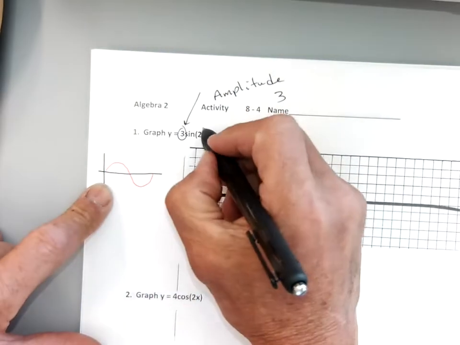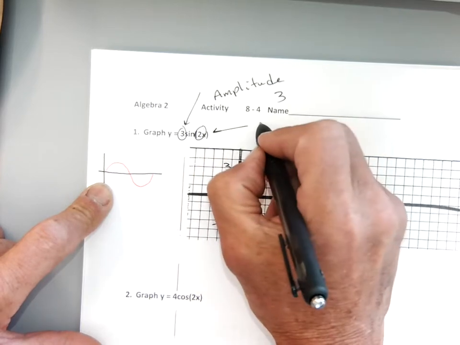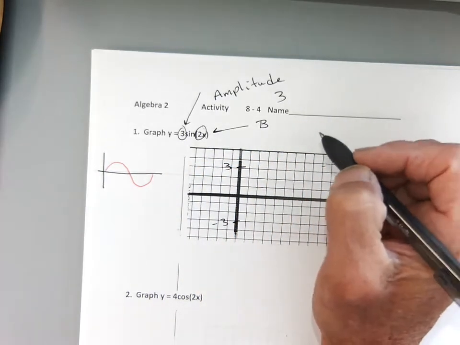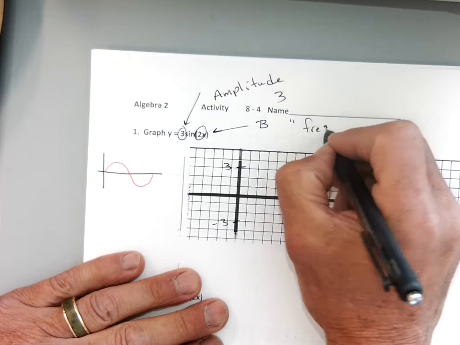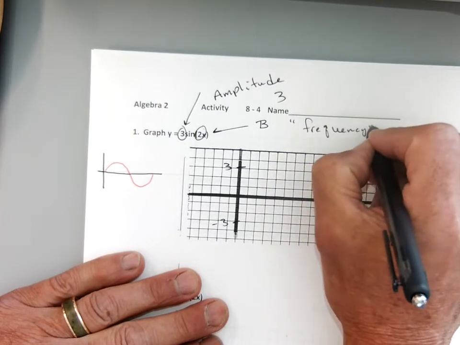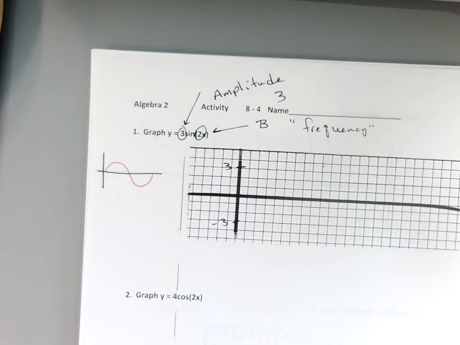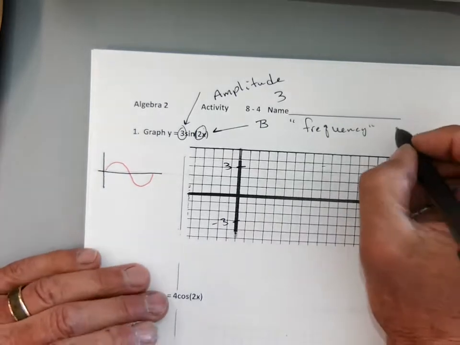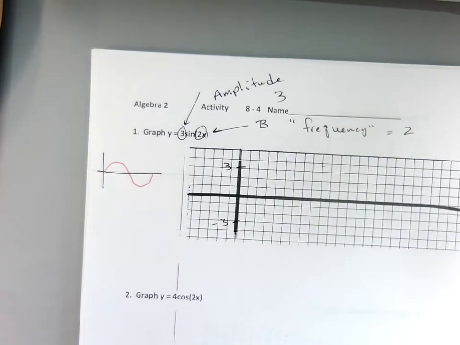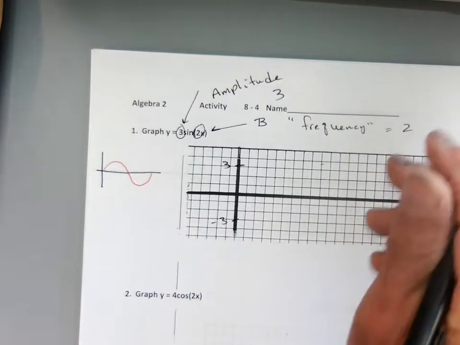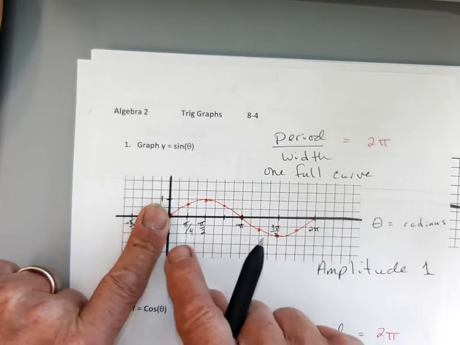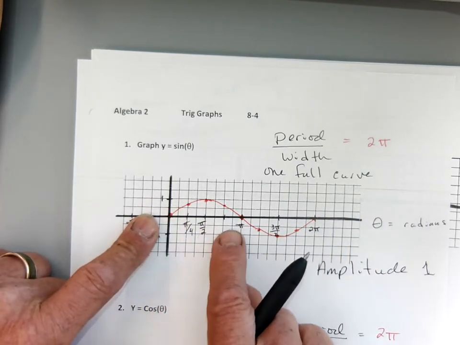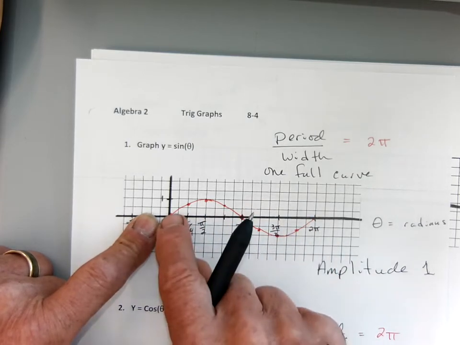But I have what we call a frequency. This number here is my frequency. We'll call it the letter B. B is called my frequency. And frequency is like how many, almost like an English term. What's the frequency? How many? Okay. So in this case, the frequency is 2. So I need 2 curves. I need 2 of these curves in this space. So it's going to be squished. I'm going to go 1, 2. I'll do it again. I need 2 curves, so it's going to be like this.